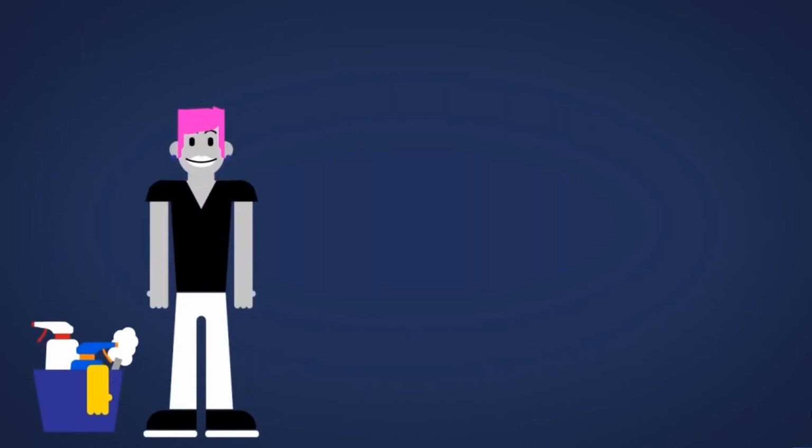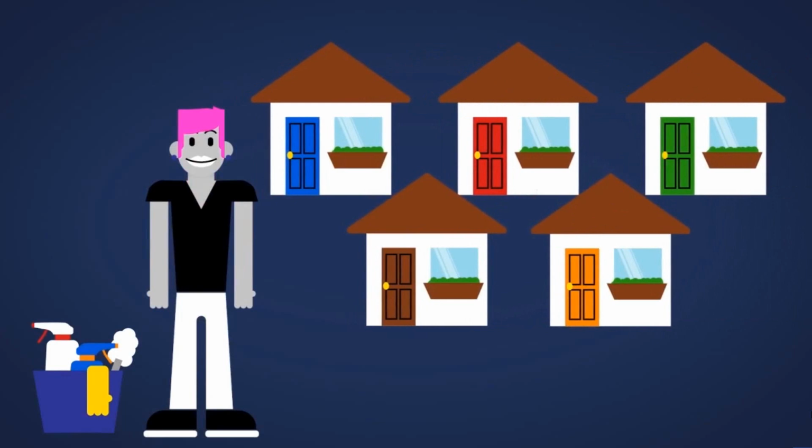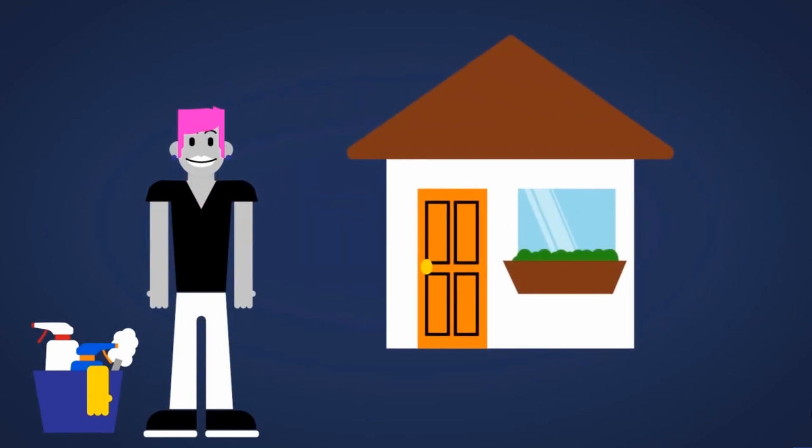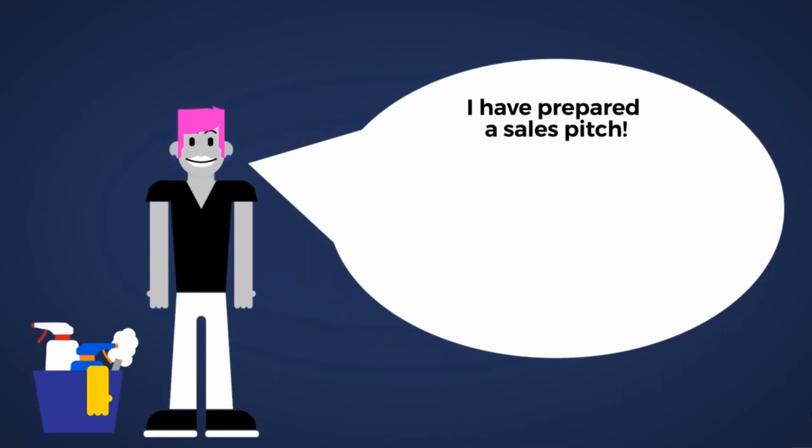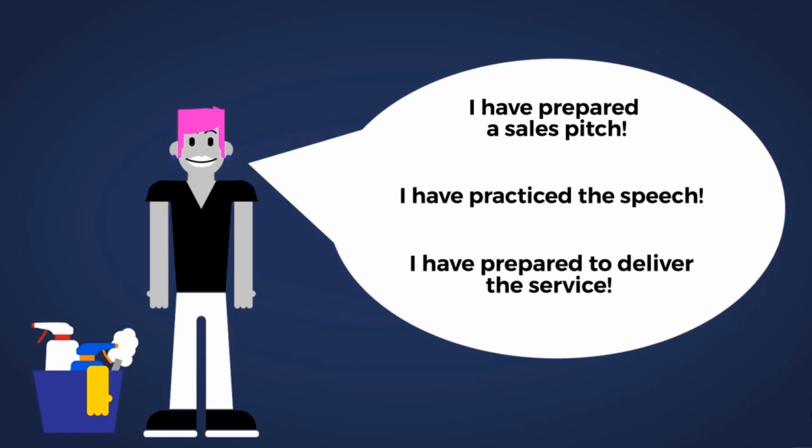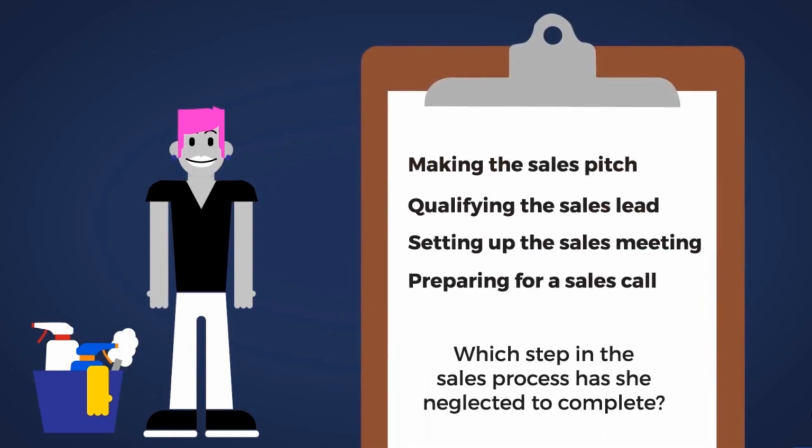Now let's apply the same idea to scenarios. Angela is starting a home cleaning service and is trying to get customers. She's been contacting numerous potential customers but has only secured 1. She's not sure why she's unable to get more clients more quickly. She's prepared a sales pitch for potential customers, practiced the speech, and prepared to deliver the service if a potential customer becomes an actual customer. Which step in the sales process has she neglected to complete?